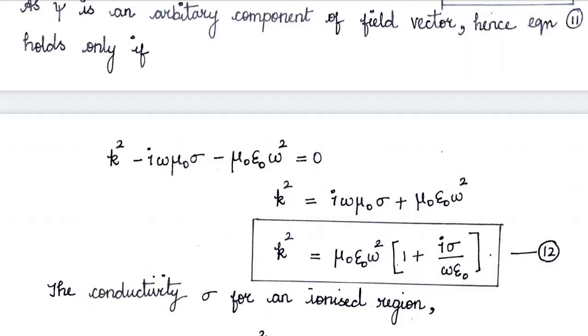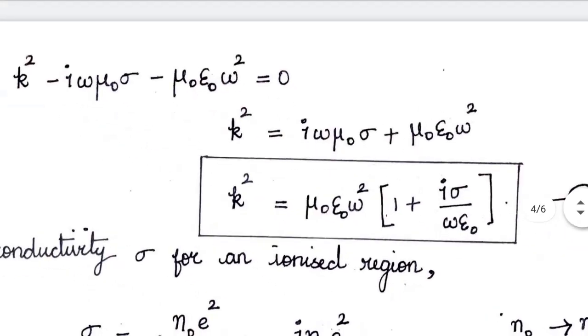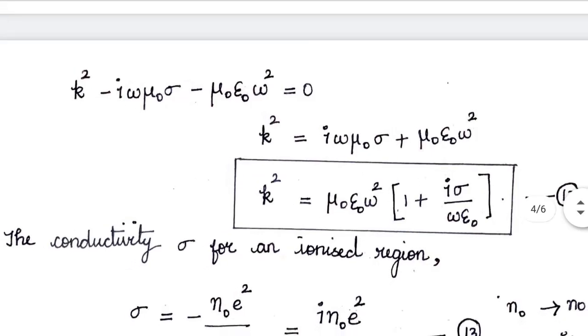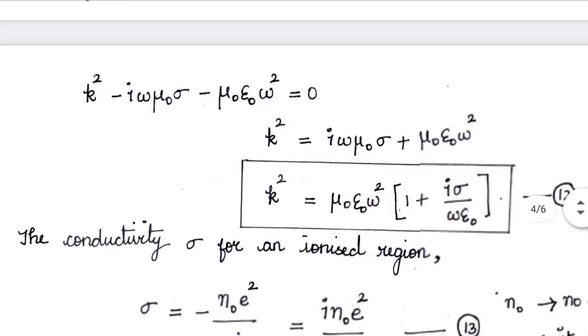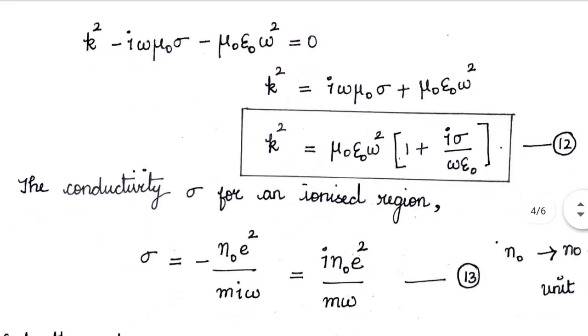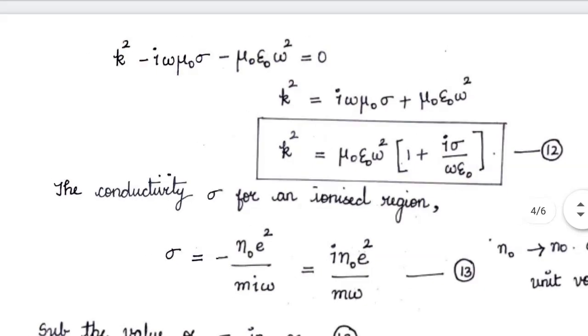The next step, we are taking mu naught epsilon naught omega square outside. So, when we take it outside, we get k square is equal to mu naught epsilon naught omega square into 1 plus I sigma. Since we have pulled omega square outside, only one omega is left, so we are dividing by omega, and epsilon naught is also not there, so we are dividing it by epsilon naught. So, we got I sigma by omega epsilon naught.